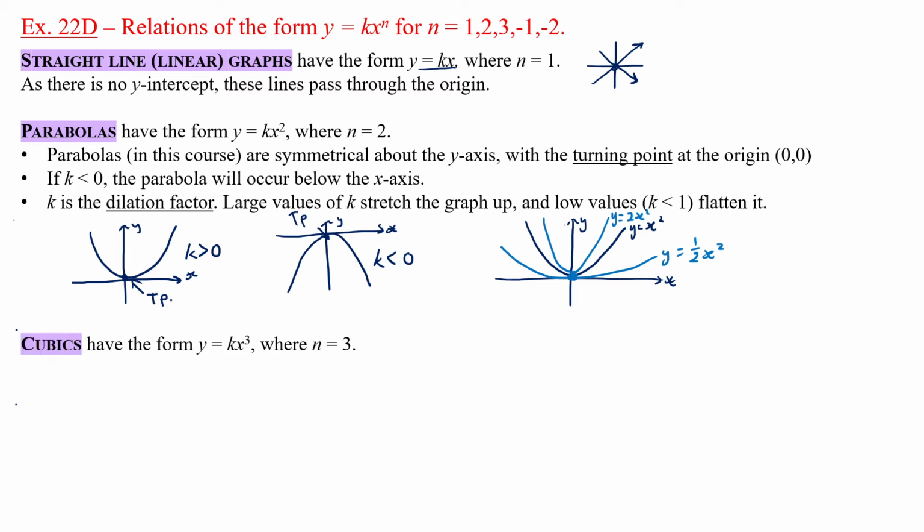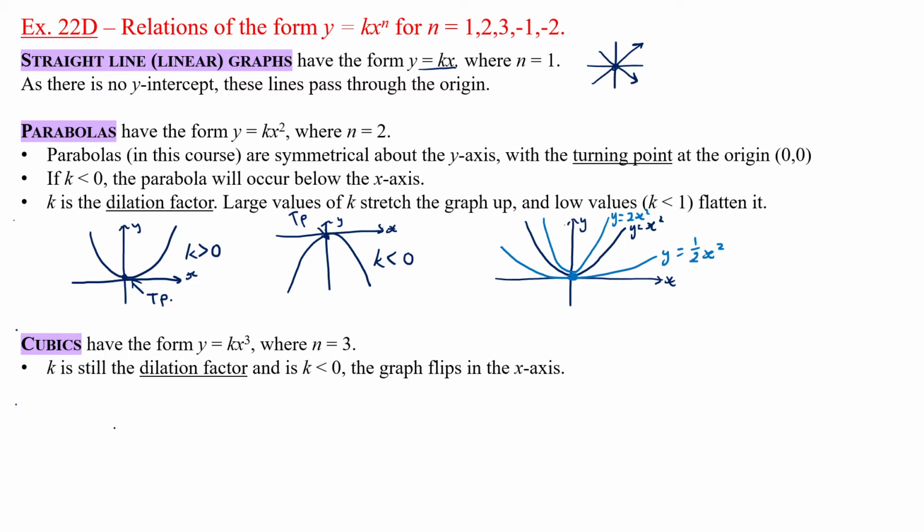Let's look at cubics next. So cubics have the form y equals kx cubed, so x cubed, cubic, where in this case the power of x, or n, is 3. K is still referred to as the dilation factor, and if we have k less than 0, then we flip it in the x-axis.